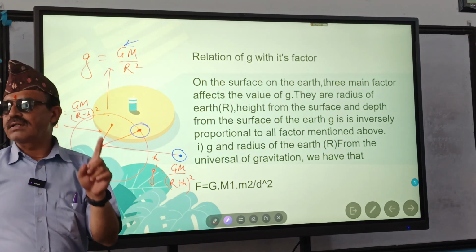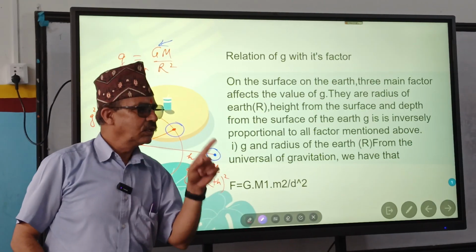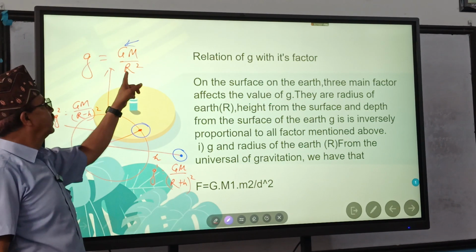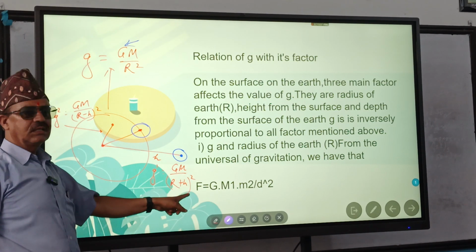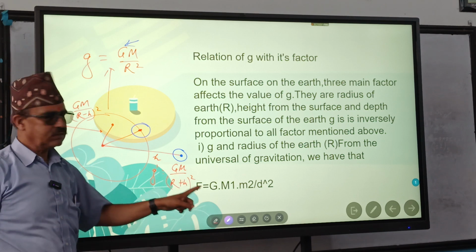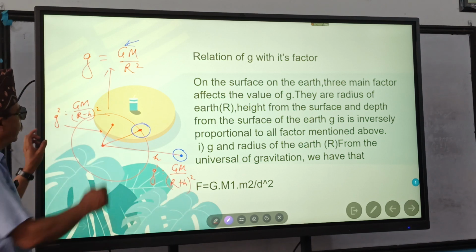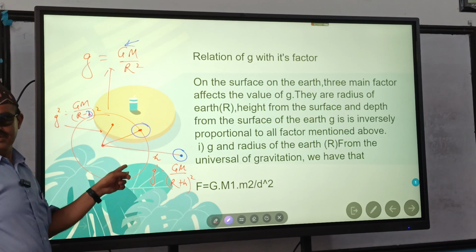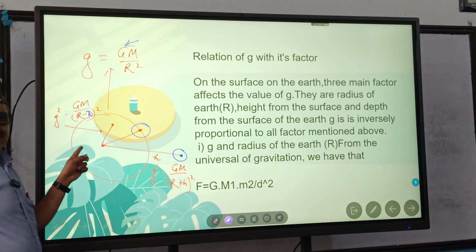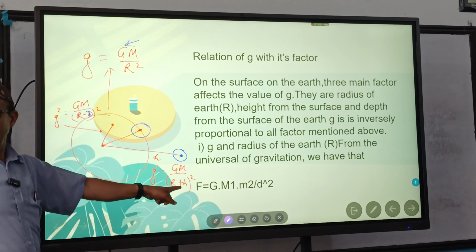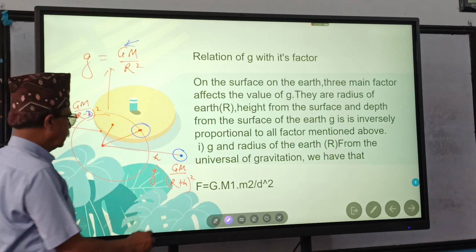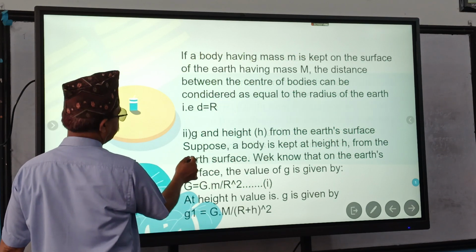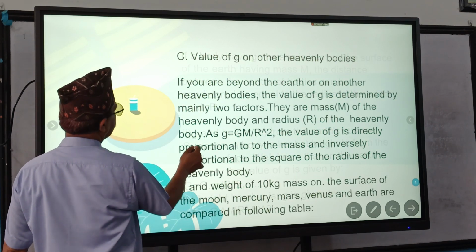G is the universal gravitational constant. What is capital M? Mass of the body. What is R? Radius. What is H? Height from the earth's surface. And here H means, or we can write D, depth from the earth's surface. So we get a different formula here: on the earth's surface, at some altitude, and inside the earth's crust. Formula already given here.